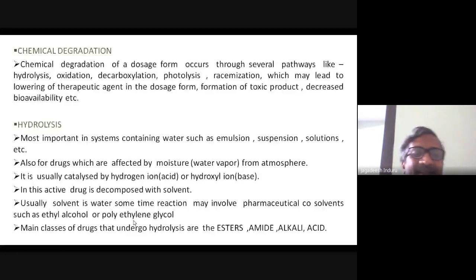The main classes of drugs that undergo hydrolysis, which you generally need to bother about, are esters and amides, and most of the time in the presence of alkali and acid. So whenever you are handling these drugs, take care: should I add a buffer, should I avoid any co-solvent. These are certain things you need to understand.